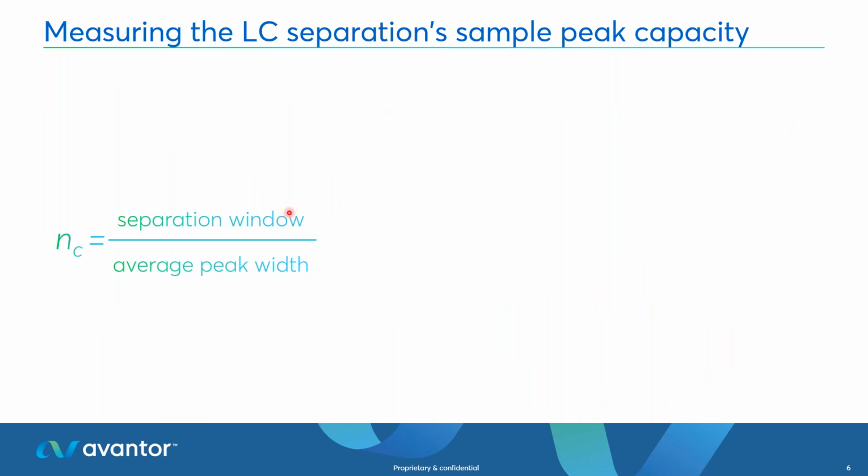So I've said sample peak capacity a few times now, and here I'd like to show you a very simplistic way of describing it, where I'll symbolize it as N subscript C, and that's equal to the separation window, defined by the solutes in your sample, divided by your average peak width in your chromatogram.